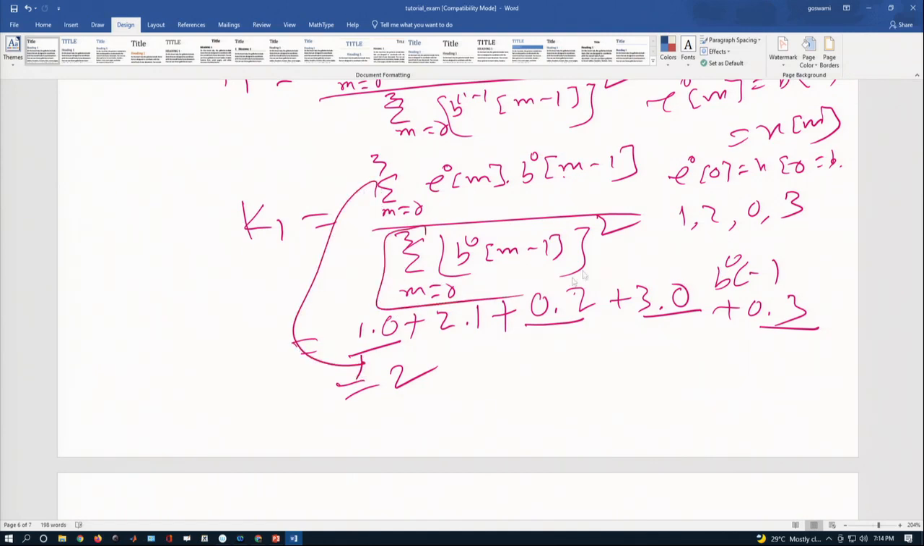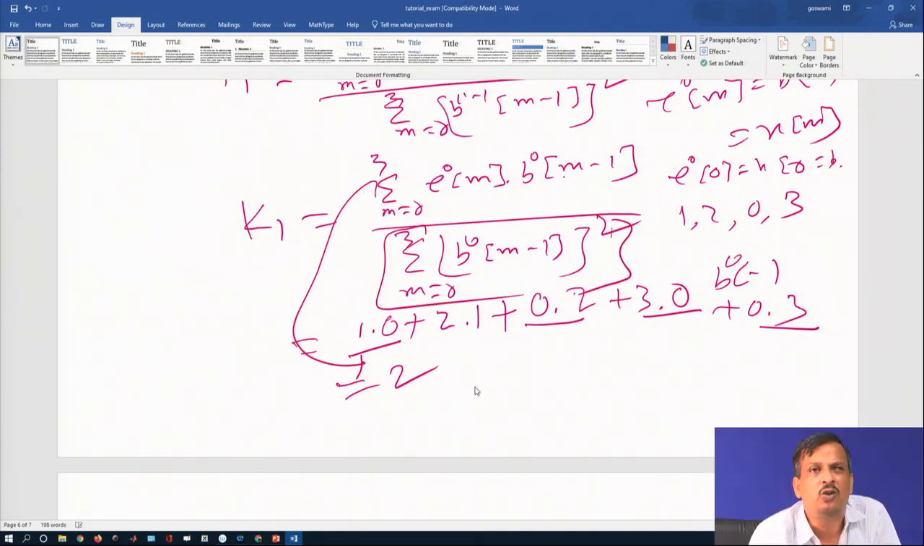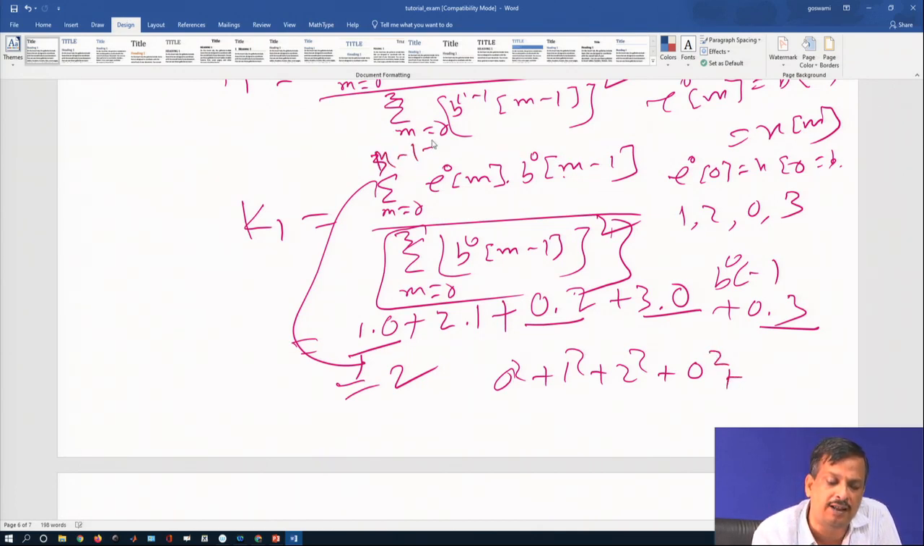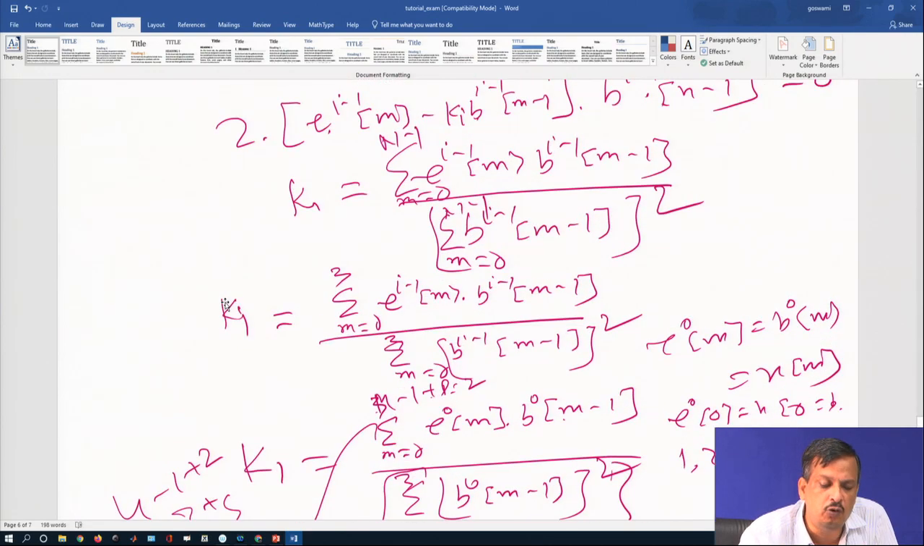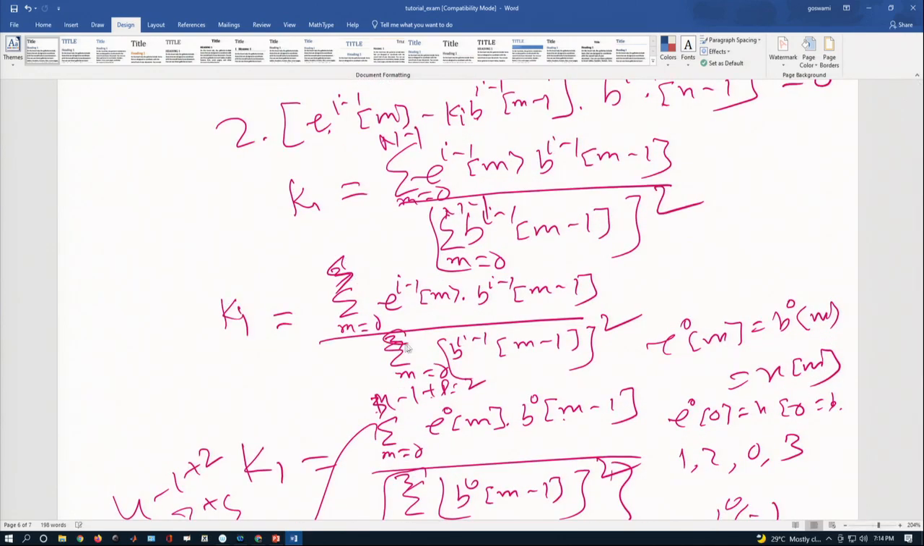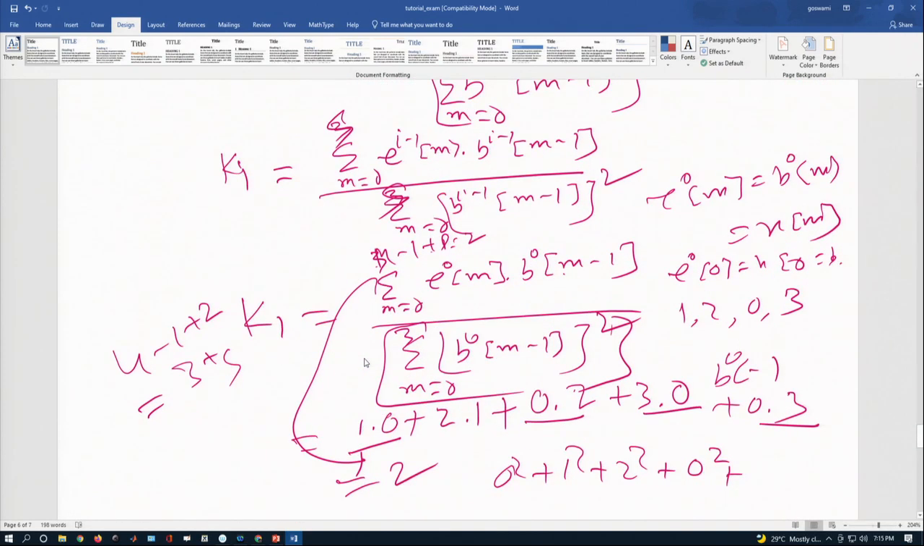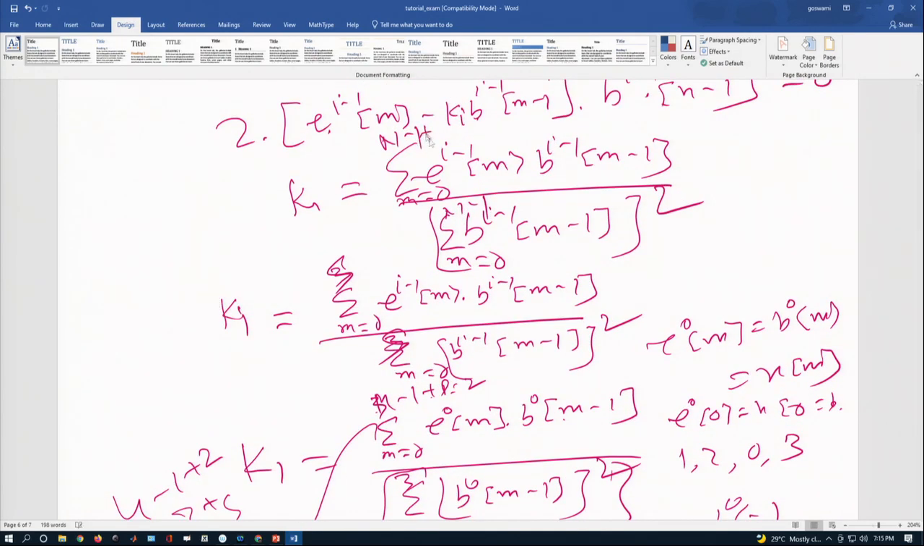Now what is this term? This term is nothing but a square. So 0 will not be there, so 0 square plus 1 square plus 2 square plus 0 square plus, so sorry, this will be m minus 1 plus p. So p is equal to 2. So that's why m minus 1 plus p, so 4 minus 1 plus 2. So this will be 3 plus 2, 5. So m varies from 0 to 5, because second order analysis, so 0 to 5, n minus 1 plus p.